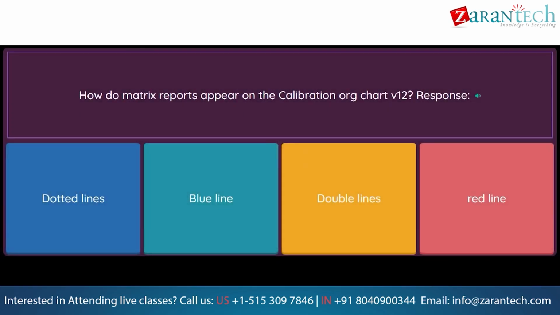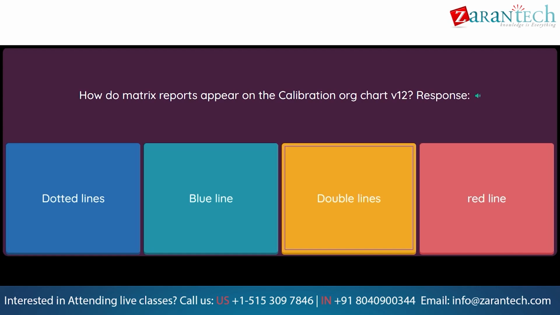Question: How do matrix reports appear on the calibration org chart V12? Response: Option 1, dotted lines. Option 2, blue line. Option 3, double lines. Option 4, red line.